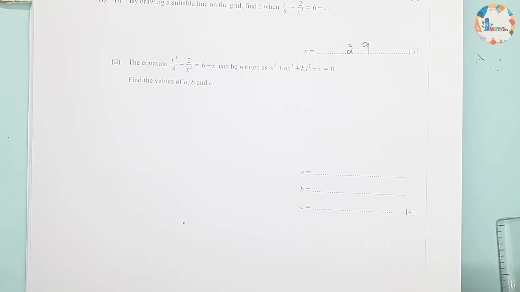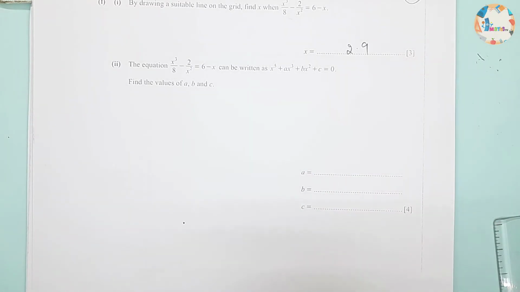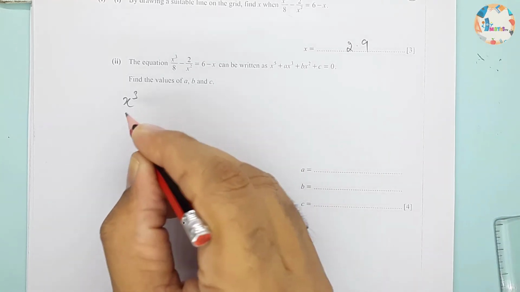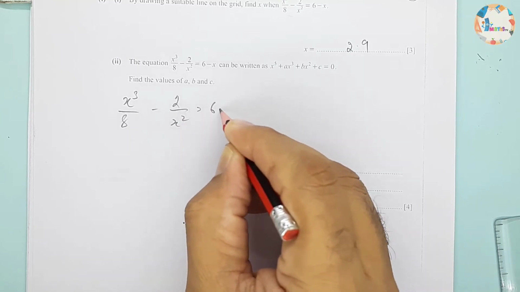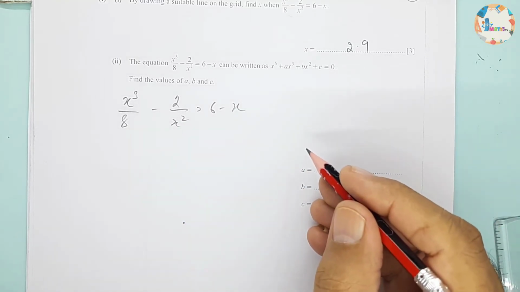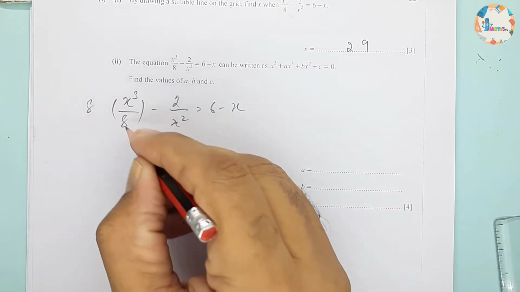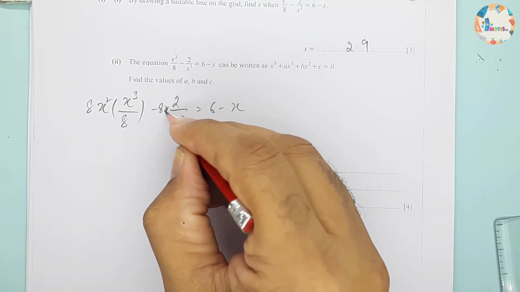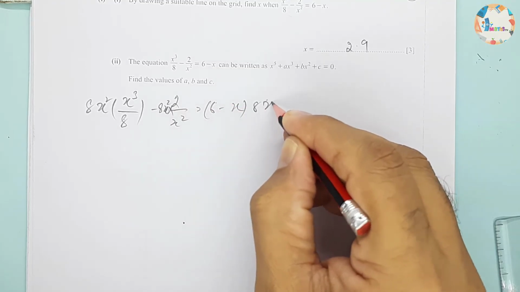Then part f, the second part. The equation can be written in this format, so we'll have to rewrite the equation in this format basically. To rewrite this one: x cube over 8 minus 2 over x square is equal to 6 minus x. To get rid of the denominator, we will be multiplying everything by 8x square. 8 is this one, x square is this one, so we'll multiply by 8x square. This is also multiplied by 8x square, and this one also multiplied by 8x square.